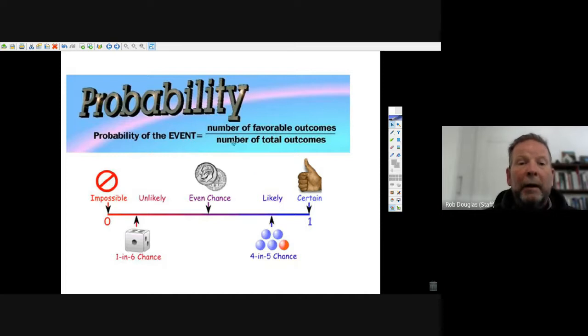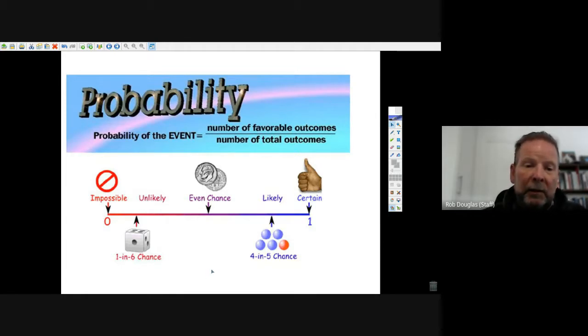Now, the way you work out probability is it's always a fraction. The total number of things that can happen, called the total outcomes, is the bottom of the fraction. And the top of the fraction is the number of things that you're looking for, the number of favorable outcomes.